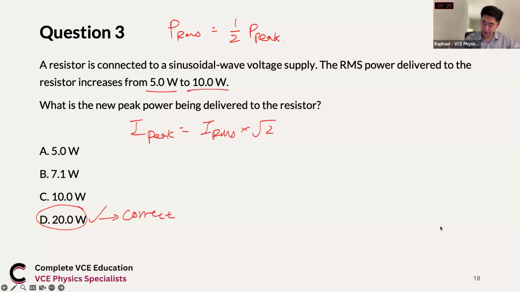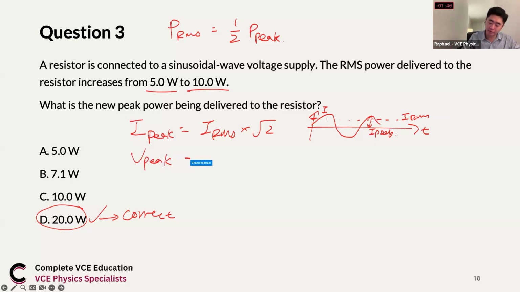So you can think of a diagram. Current time graph looks like this. Your RMS is the average, roughly 70%. That's your current RMS. Your peak current is going to be the amplitude of your sine wave. And so that's the equation for I peak. And a similar equation exists for voltage. V peak equals voltage RMS multiplied by root 2.